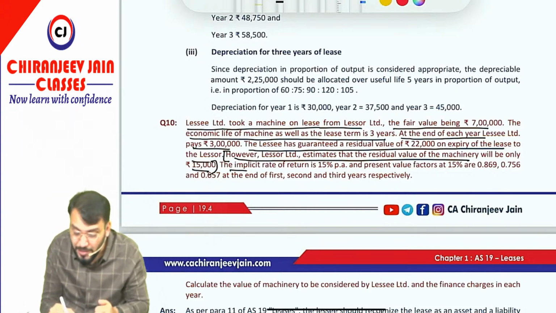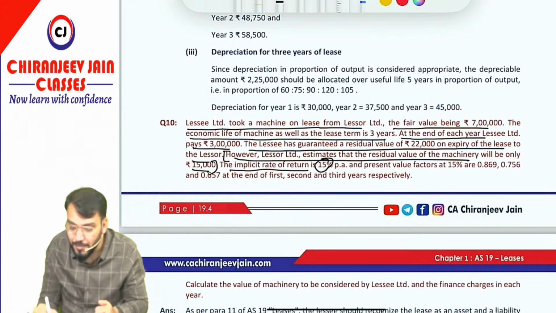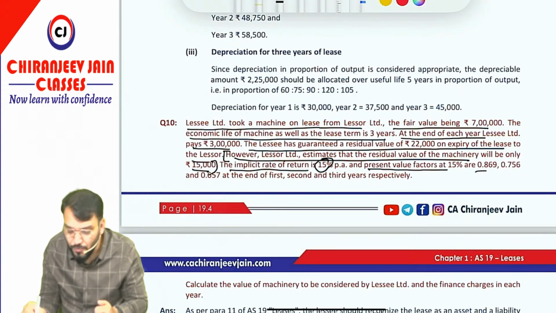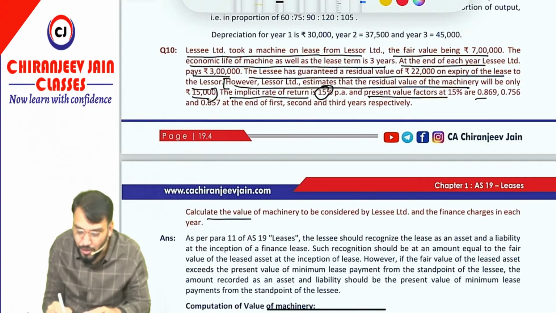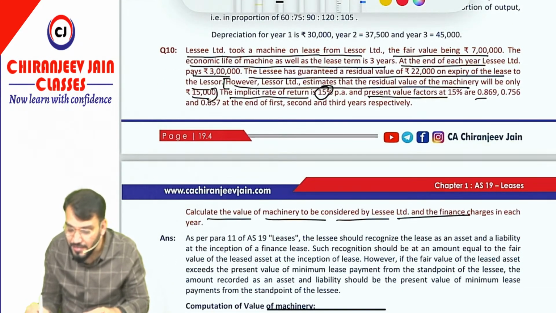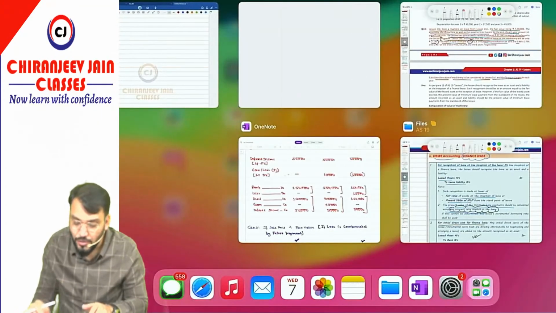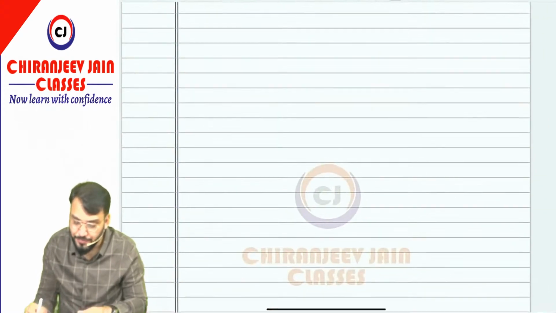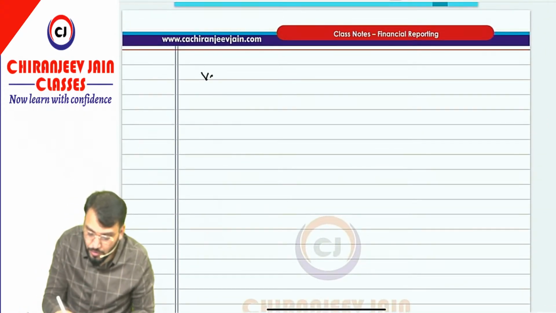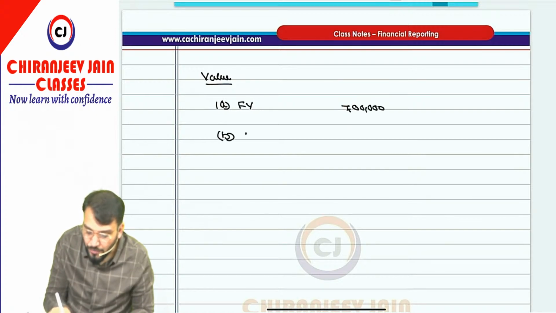The implicit rate of return is given as 15% per annum, and the present value factor is also given for 15%. Calculate the value of machine to be considered by lessee and the finance charges each year. So we'll first find out the value of machinery. Value of machinery will be equal to the lower of fair value, which is given as 7 lakh, and second, the present value of minimum lease payment from the standpoint of the lessee.